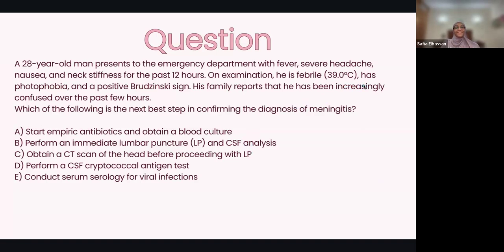So I'm seeing some A's, B's, and C's. The correct answer is B. So just focus on the question. It says to confirm the diagnosis of meningitis. The C makes the most sense. Obtain a CT scan of the head. Actually, it does make sense to perform a CT scan of the head.